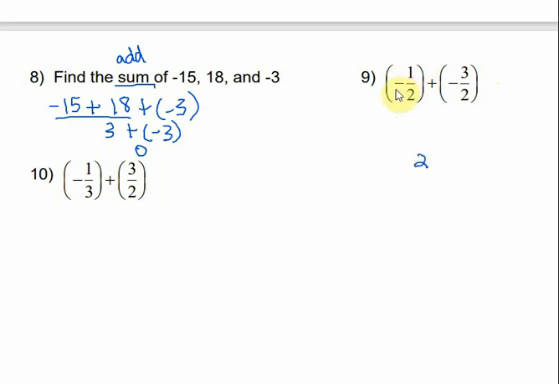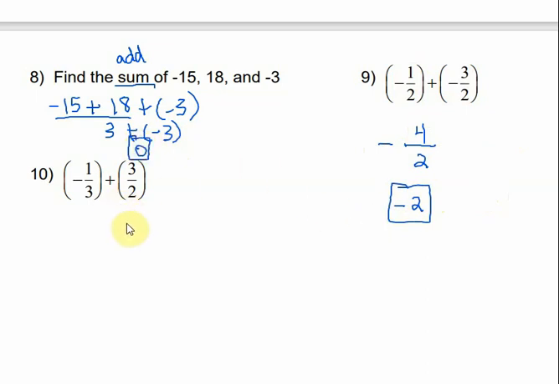Now, my first fraction is negative and my second fraction is negative, so that means I'm going to be adding. And I'm going to use the sign of the bigger fraction, so since they're both negative, I know my answer is going to be negative. And then I just add the numerators. 1 plus 3 is 4. And anytime we have a fraction that can be reduced, we need to reduce it. So negative 4 over 2 is the same as negative 2, or negative 2 over 1. So that would be my answer.